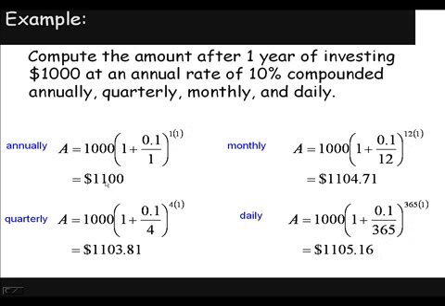So notice the more times you compound, you make more money. So if we just compound this once, we make $1,100 total dollars. So we actually make $100. If we compound it daily, we make $105.16. So we make a little more the more often we allow that interest to compound.